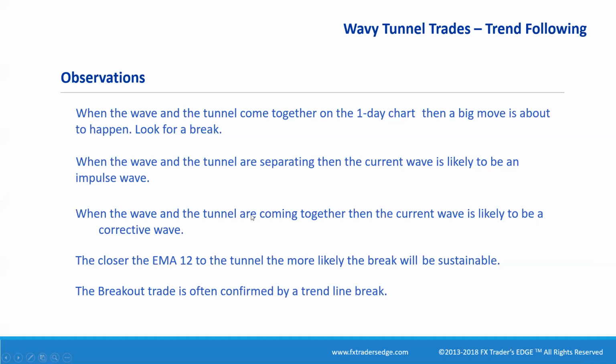When the wave and the tunnel are coming together, then the current wave is likely to be a corrective wave. So that would be the breakout 2 or the breakout 4. The wave is coming back to the tunnel. Breakout 2, breakout 4. The closer the EMA 12 to the tunnel, the more likely the break will be sustainable.